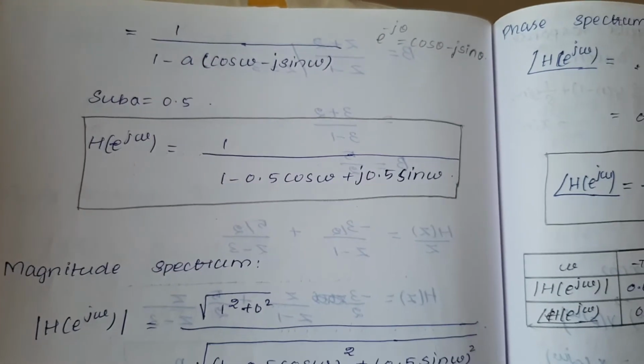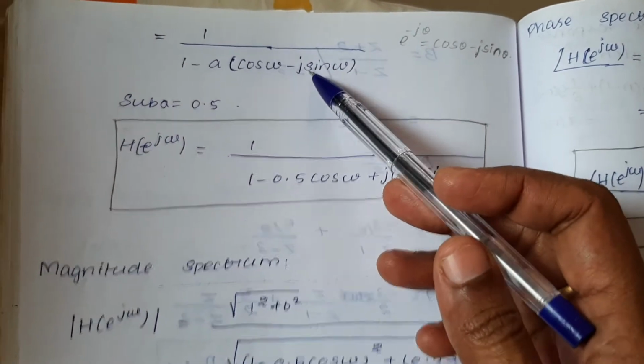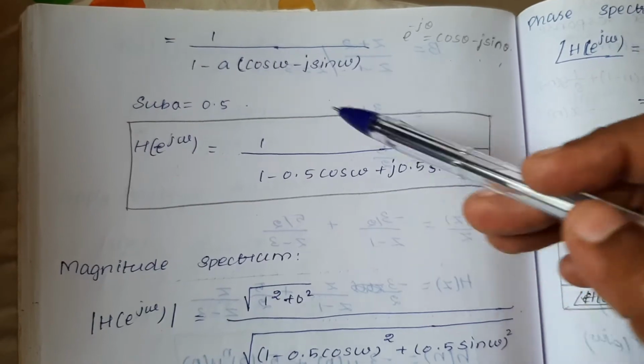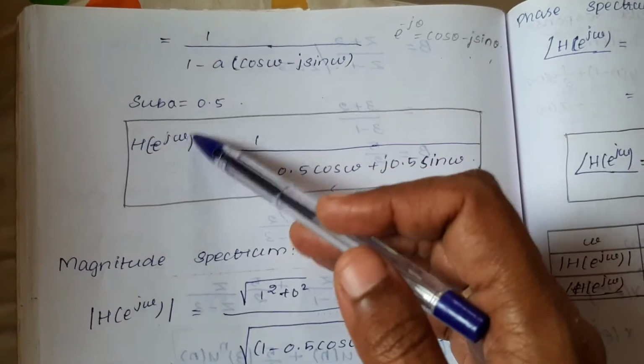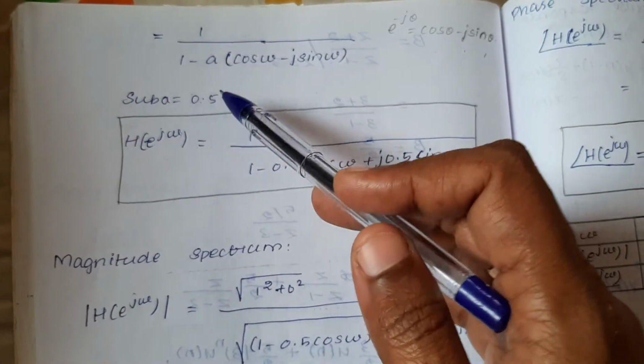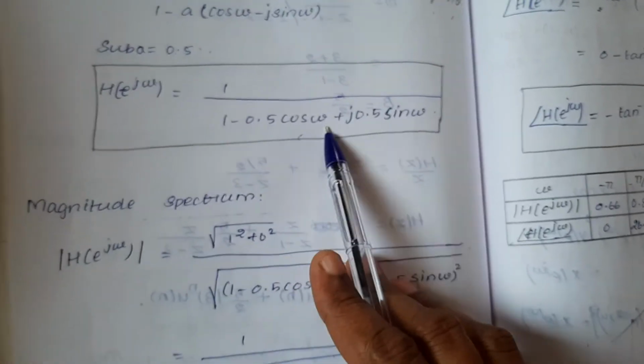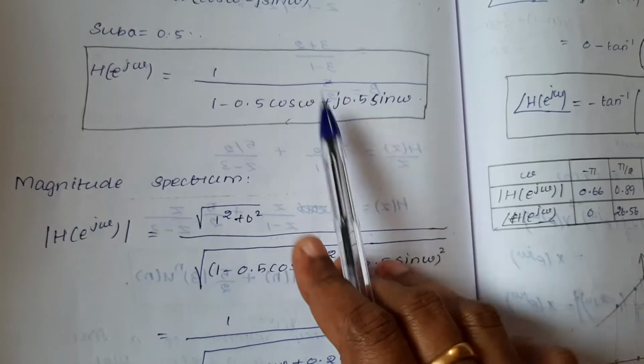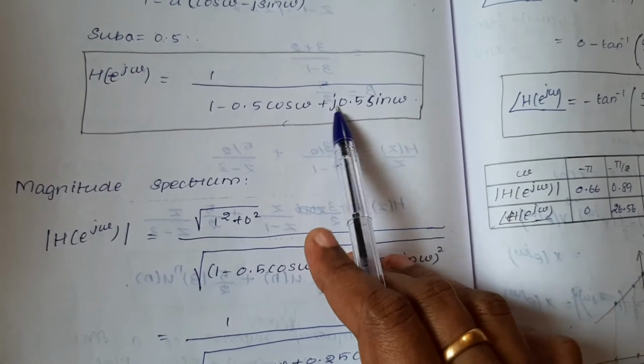புரியுதுனா? So in the denominator there is e power minus j theta. So what is e power minus j theta? Cos theta minus j sin theta. So write that value, and in the question they have given the value a as 0.5. So now substitute a as 0.5. So I will get H of e power j omega. இதான் frequency response. Okay, frequency response கண்டுபிடிக்கிறதுக்காக we have to find frequency response.